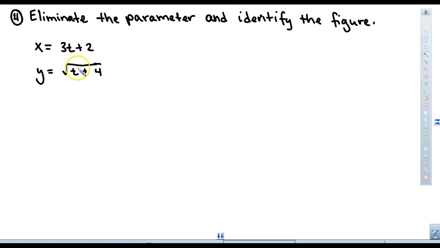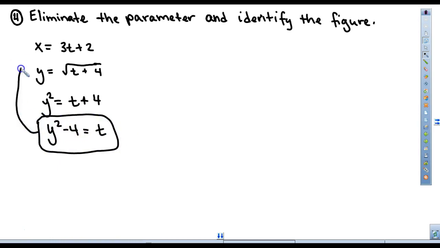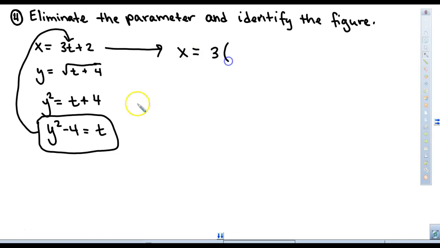So I'm going to solve this one right here for t, and I'm going to start out simply by squaring both sides. And there you have it. The square root's gone. t is easy to solve for. All I have to do is subtract 4. And t is by itself. Okay, there's your first step. Get t by itself. Now we're going to plug that in right here. So that's going to give me x is equal to 3 times t, which is now y squared minus 4. Bring over that plus 2. And now do exactly what we did a while ago. Simplify that and get it in general form. That means get it set equal to 0 with no fractions and no decimals.